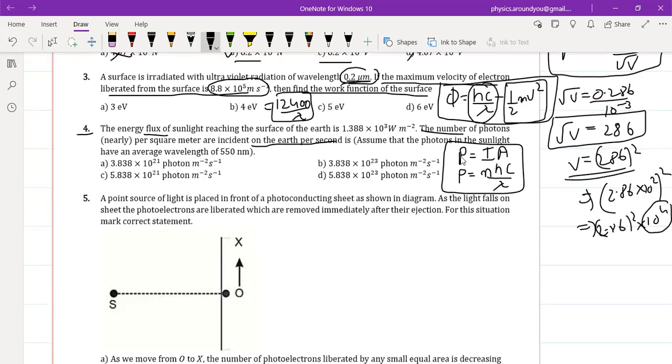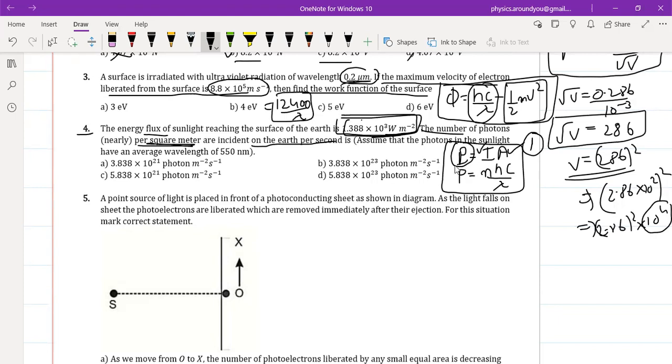Power in the photon picture is given as intensity into area. Power is also given as N, where N is the number of photons emitted per second, into hc by lambda. What quantity is this? This is power per unit area. So what they have given in this box is intensity. And in the question, they're asking the number of photons incident per square meter. So I can take area to be 1 meter square. Intensity is given, area is given, so I can find out power. Power is nothing but whatever they have given in the box.